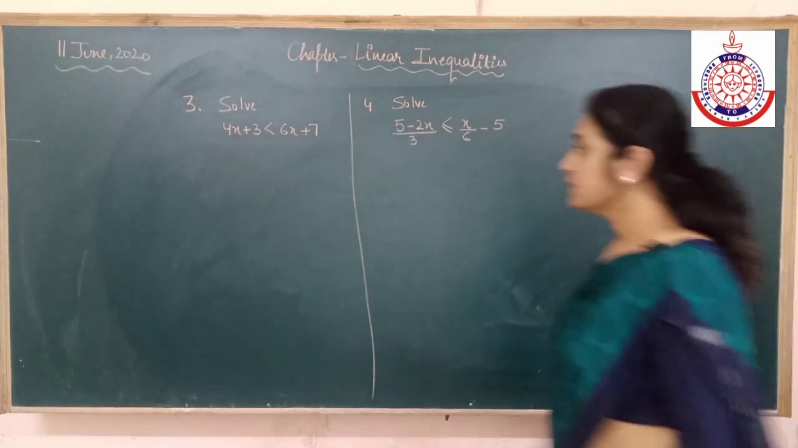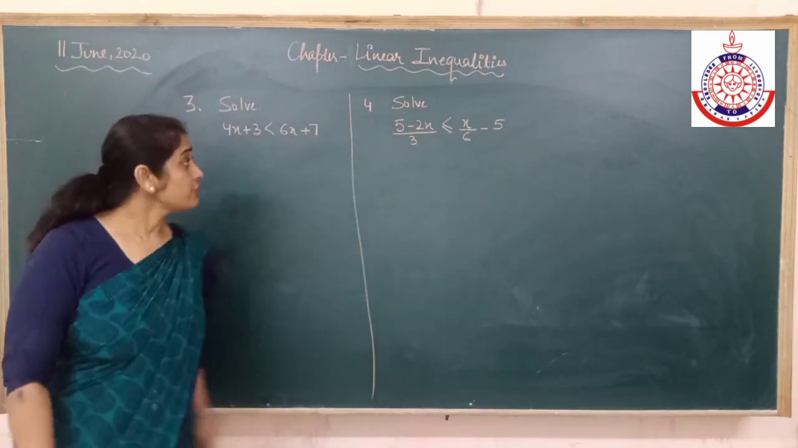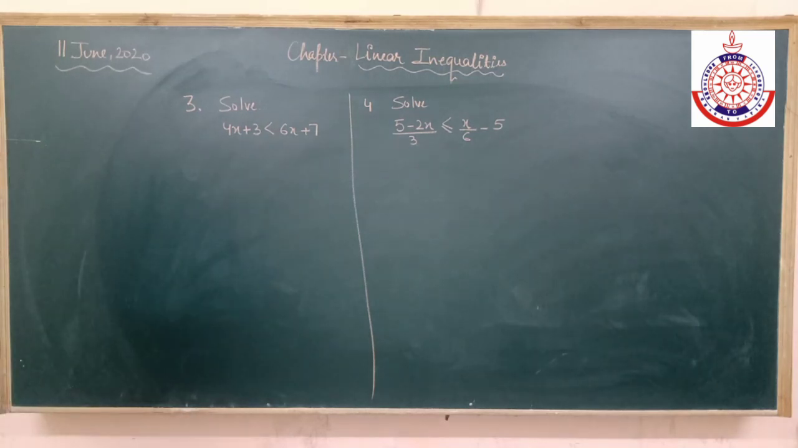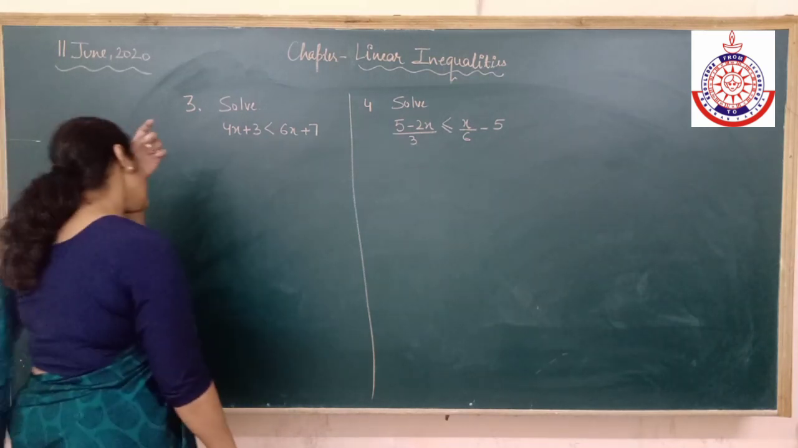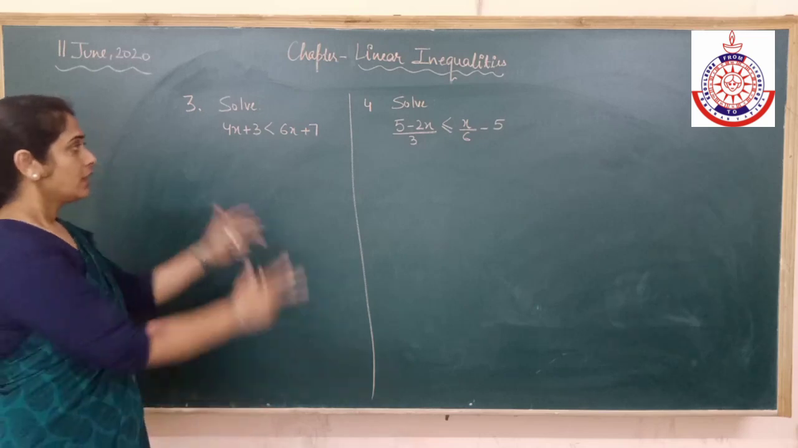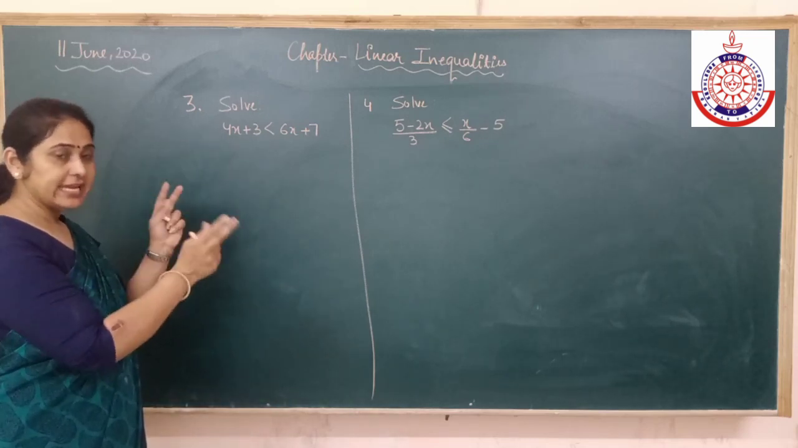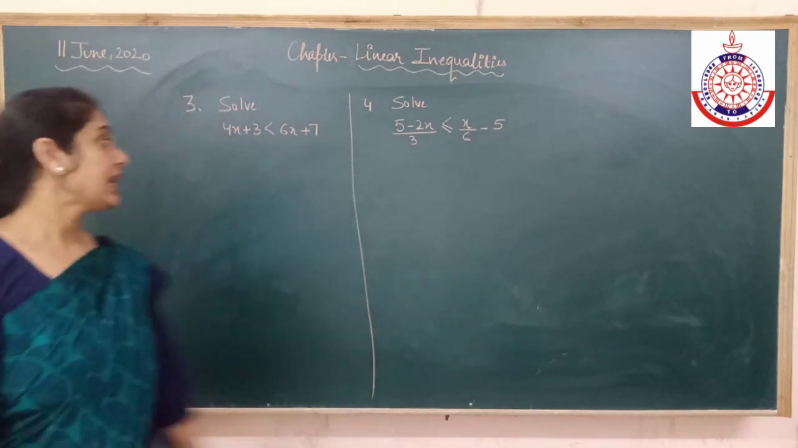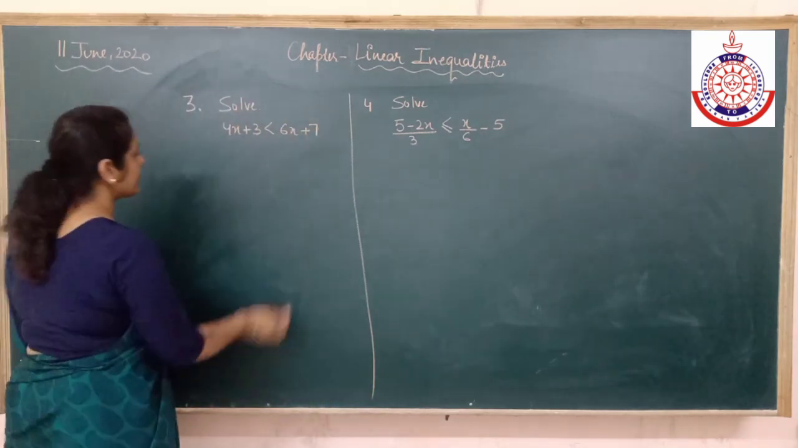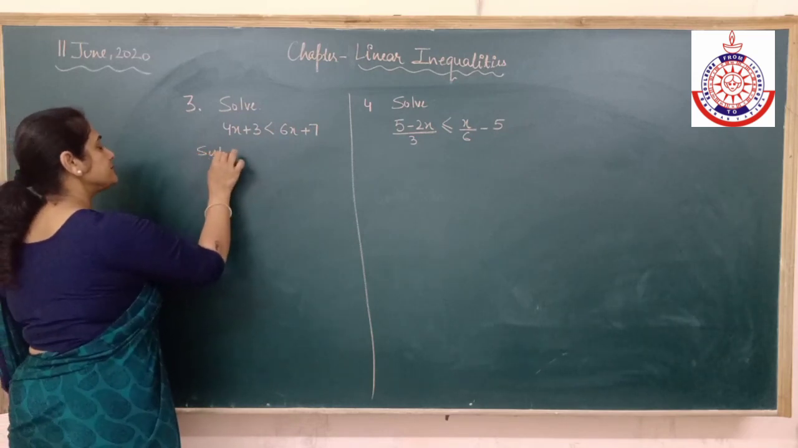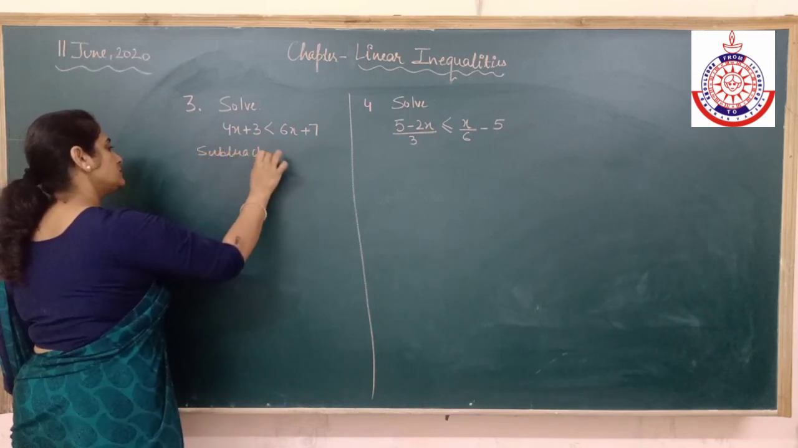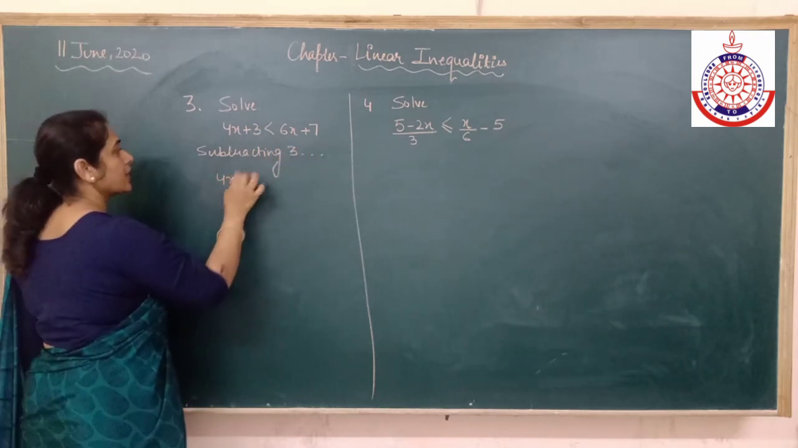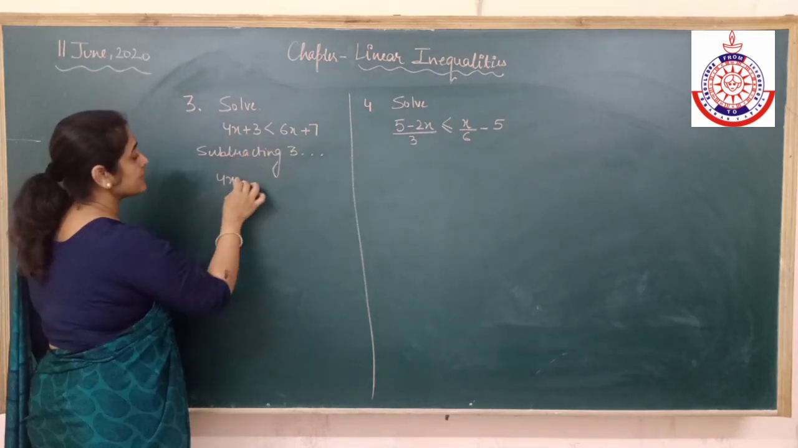I have next one. Solve 4x plus 3 less than 6x plus 7. 4x plus 3 less than 6x plus 7. So my target is all the terms containing x on one side and all the constants on other side so that I can solve it for x. So let's take 3 on that side. That means subtracting 3 from both the sides. So what it becomes?